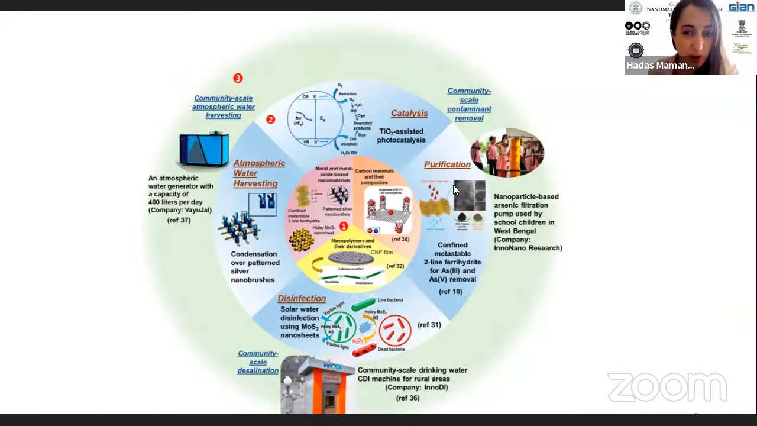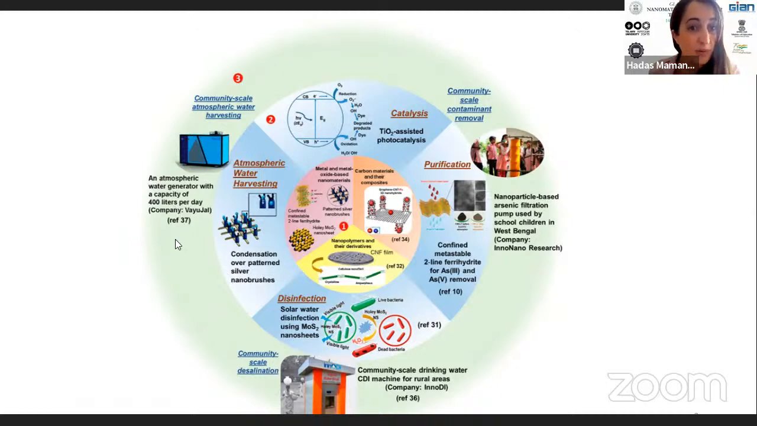Then we have the larger circle. So this circle is the circle of material synthesis. Then we have the larger circle of incorporating these materials into systems, into reactors, in order to have something happening actually. So, for example, this is inclusion of nanomaterials or nanoparticles for catalysis or photocatalysis, for purification, for disinfection, atmospheric water harvesting. So this is still in the lab phase.